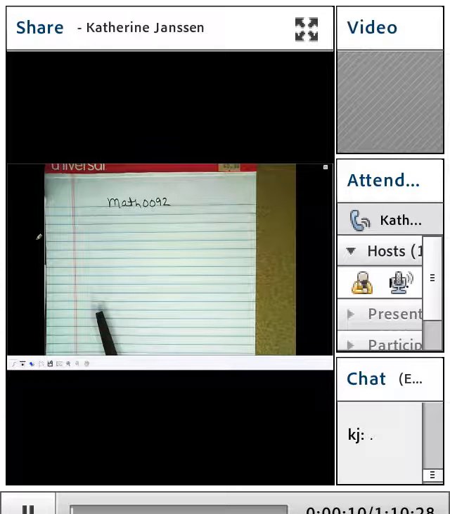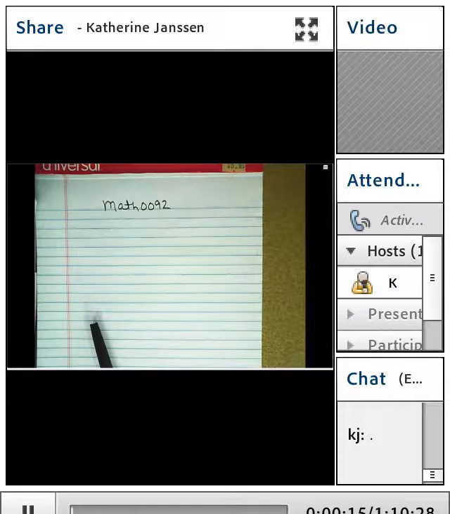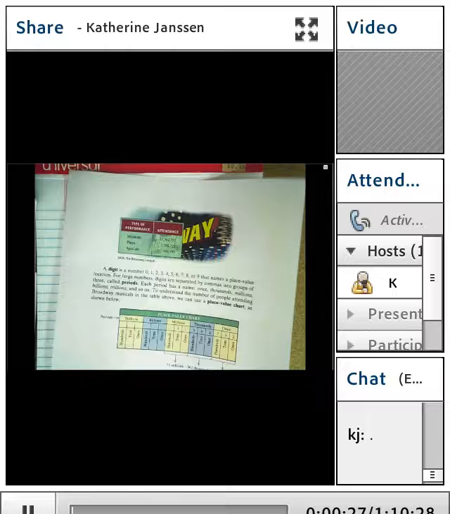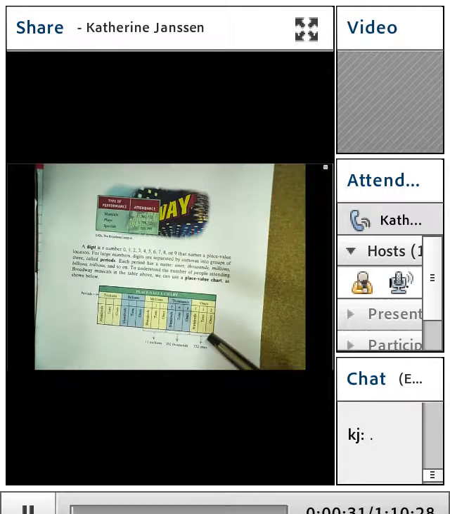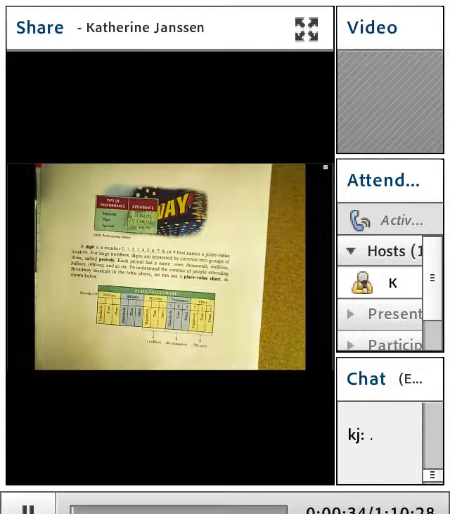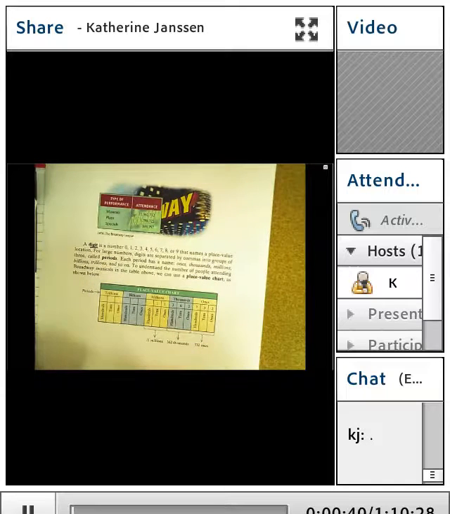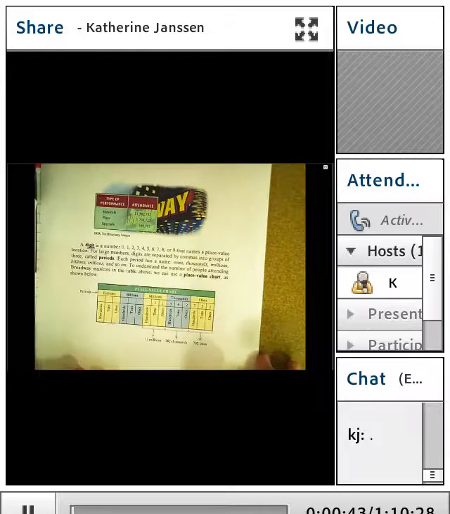Hello, Math 0092. We are beginning with Chapter 1 on page 2 with introducing standard notation, place value significance, and expanded notation. We're looking at page 2 at the bottom and defining a digit. A digit for us is a number 0, 1, 2, 3, 4, 5, 6, 7, 8, or 9. Those are the digits.